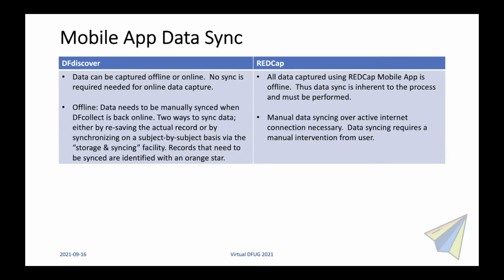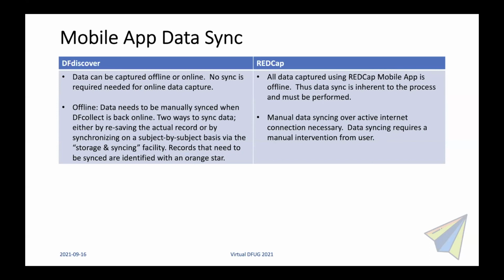Talking about the mobile app data sync, for DFdiscover, we know that within DFcollect, we can capture data in an online or an offline mode. When you do it in an online mode, obviously there is no sync. For offline, data does need to be manually synced when DFcollect is back online. There are two ways to sync data within DFcollect. Either you can open up the actual record and resave that, or you can utilize a subject by subject basis sync using the storage and sync facility.